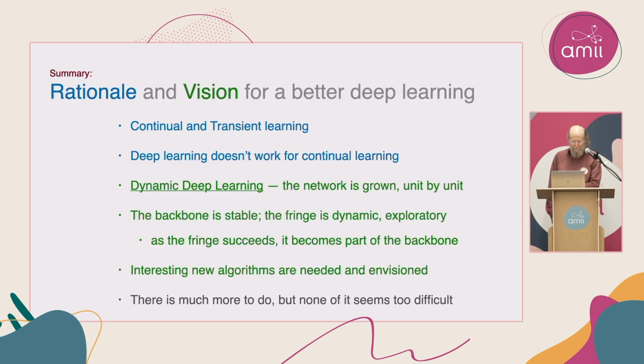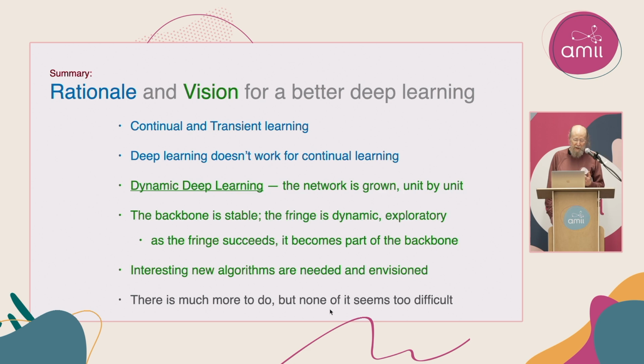Okay, that's the picture. That's the vision for a better deep learning, most suited for continual learning as opposed to transient learning. This is a kind of deep learning that's dynamic because we're learning all the time, but moreover, we are changing the structure all the time. The basic idea is that the backbone is stable, the fringe is dynamic and exploratory. As the fringe succeeds, it becomes part of the backbone. The idea is shadow weights are key to that. And other new algorithms are needed, and we've envisioned them today.